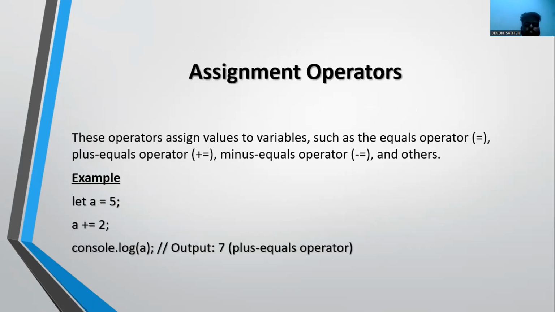So coming to the assignment operators, these operators assign values to variables, such as the equal operator, plus equal operator, minus equal operator, and others. I have given the example let a equals 5, a plus equals 2, console.log a, and it prints the output as 7. Meaning a's value is 5 and adding 2 it becomes 7. So it is the plus equal operator, adding and assigning the value.